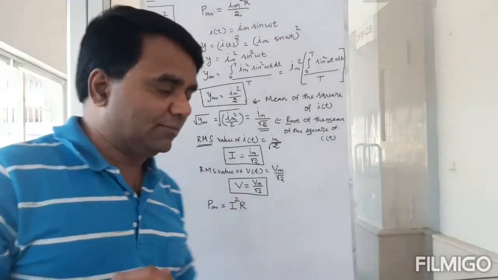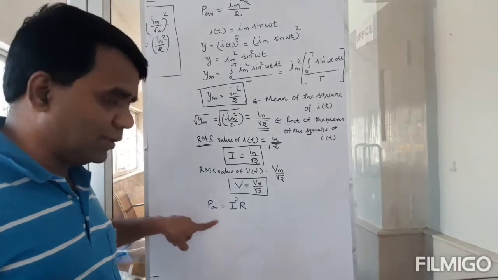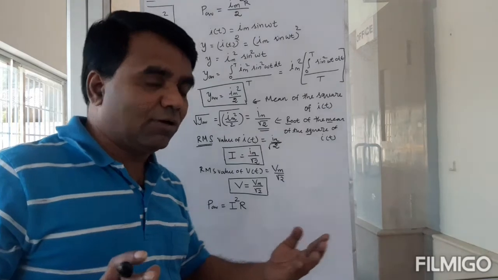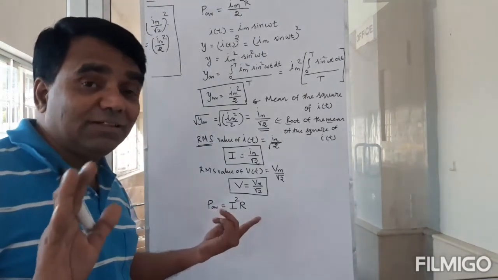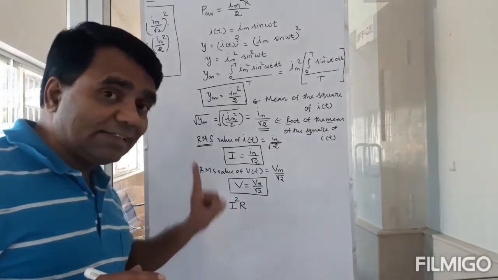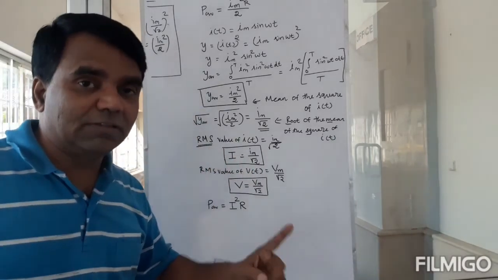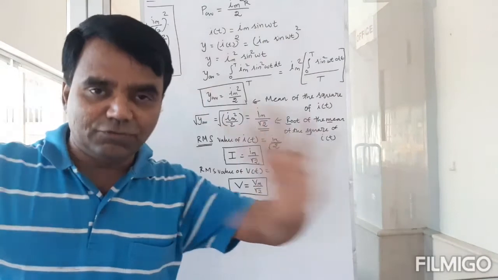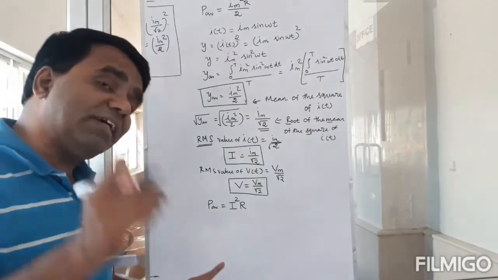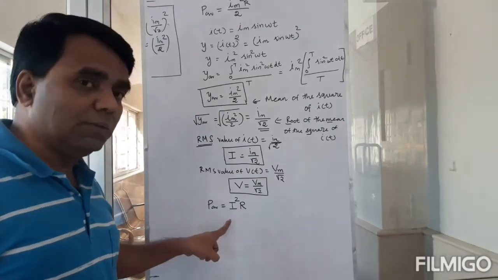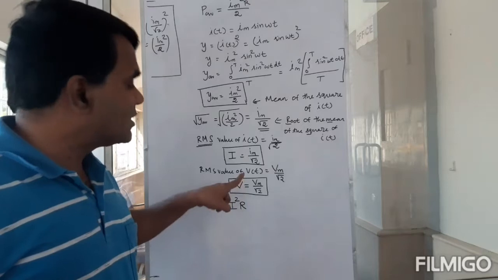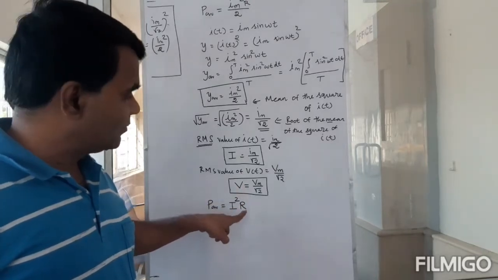You have to be careful here. What are you calculating here? You are calculating the average power, not the RMS power. Okay, keep that in mind. You are calculating the average power. That is, you take the power function, you find the mean of that. That's all you are doing. The average power is equal to I RMS squared R.